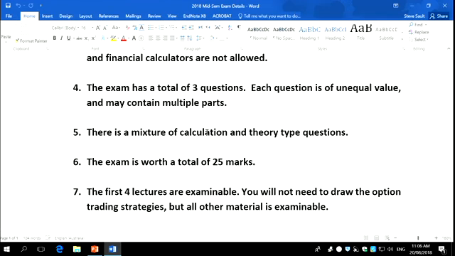And as I mentioned last week, you will not need to know how to draw the option trading strategies, but you may need to know what those strategies are, how you'd create them, what you'd use them for, etc. Okay, so that is your exam.